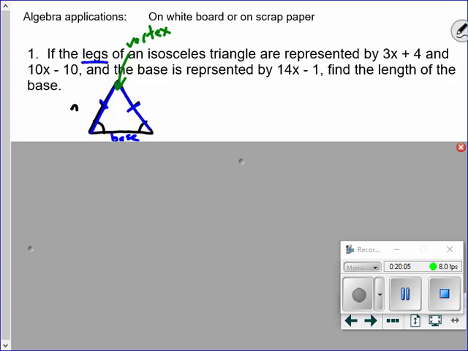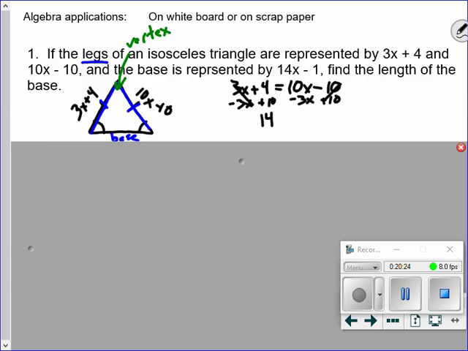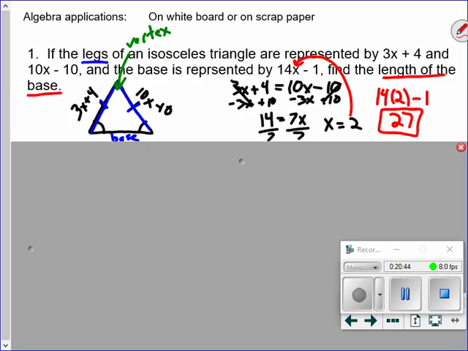So if I know that these are 3x plus 4 and 10x minus 10, then I can set 3x plus 4 equal to 10x minus 10, which is typical if we're talking about sides. If I was solving this, I would subtract 3x and add 10 to both sides, and then divide by 7. Okay, and then I want to reread the problem because they don't always end with x, they want the length of the base. So if I want the length of the base, that means I need to put 2 back into there to get my final answer.